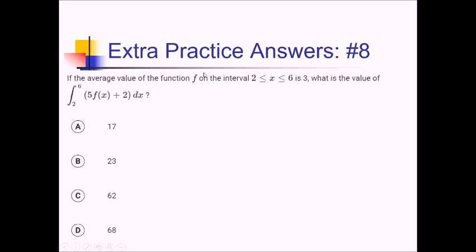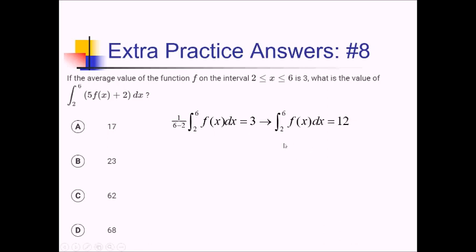So if the average value of f on this interval is 3, then we can say that 1 over the interval length, so 1 over 6 minus 2, times the integral from 2 to 6 of f of x dx, this is the average value of f of x, by the way, we can say that this is equal to 3. And just multiplying both sides by the 4 that we get down here, we can say that the integral from 2 to 6 of f of x equals 12.